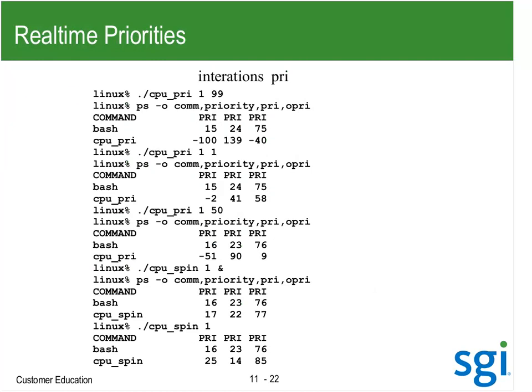So here I was with my priority scheme. I ran a program, and this is in the labs. The first one is iteration, the second was the priority scheme. Then I did a ps -o and looked at priority, PRI and OPRI. Priority is what I'm going to see in top. PRI was ps -c and OPRI was ps -l. When I did that, batch was at 15, 24, and 75. Three different schemes there. And then PRI actually came in at minus 100 or 139 or minus 40.